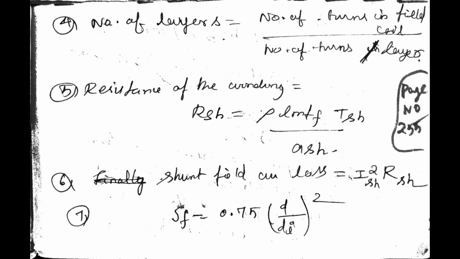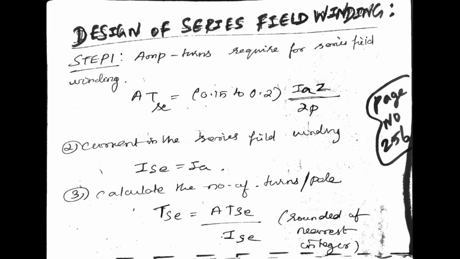Design of shunt field winding. Fourth point, number of layers is equal to number of turns in field coil divided by number of turns per layer. Resistance of the winding. Fifth topic, RSH is equal to rho LMTF TSH divided by ASH. Sixth, shunt field copper loss is equal to ISH square RSH. Seventh, SF is equal to 0.75 (D divided by DI) square.